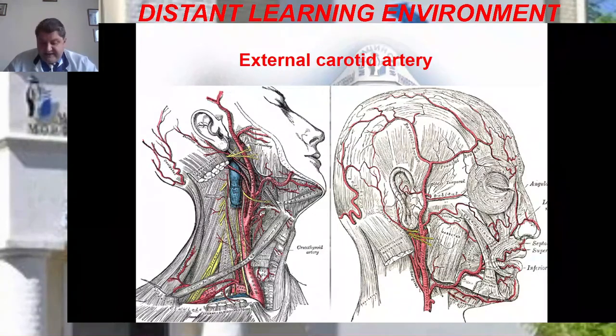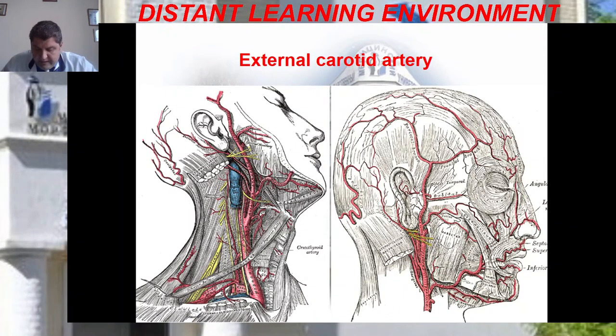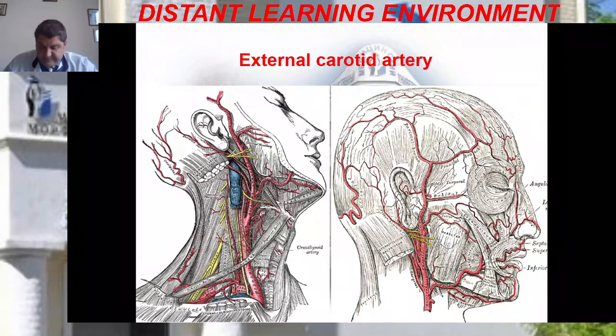So the lateral surface of the auricle and the external acoustic meatus, you may see this little branch for these organs here. One of the branches arising from the superficial temporal artery below the zygomatic arch passes forward next to the parotid duct and branches out on the lateral surface of the face. So you may see this artery here.